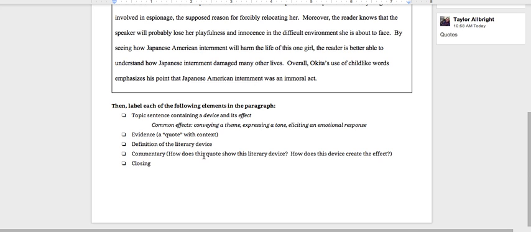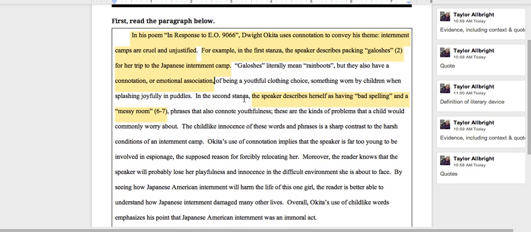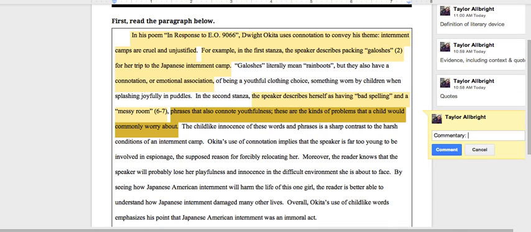Next, I'm looking for the commentary. I need to know that the quotes I picked show the literary device of connotation, and I need to explain how that connotation shows the theme. Let's look at commentary for the second quotes, for bad spelling and messy room. I have that these phrases connote youthfulness. So that's where I talk about what the connotation is of these words. So here's commentary, and here's how I explain how the quotes show connotation.